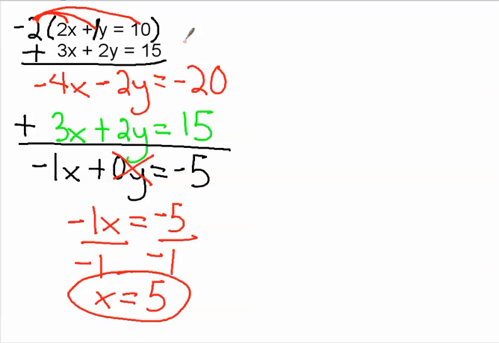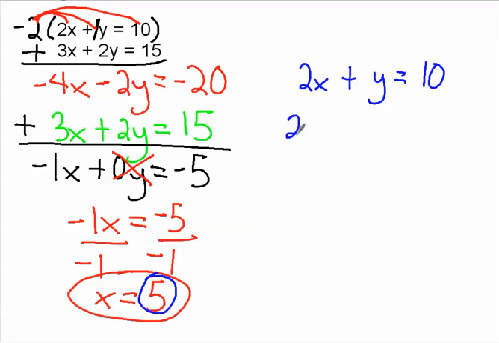Alright, and then the next part of the problem is plugging it back into the other equation. So let's get a new color here. Let's do blue. Let's do the original equation: 2x plus y equals 10. And now we know that x equals 5. So we can do 2 times 5, because we're substituting 5 in for x, because we know from down here that x equals 5, plus y equals 10.